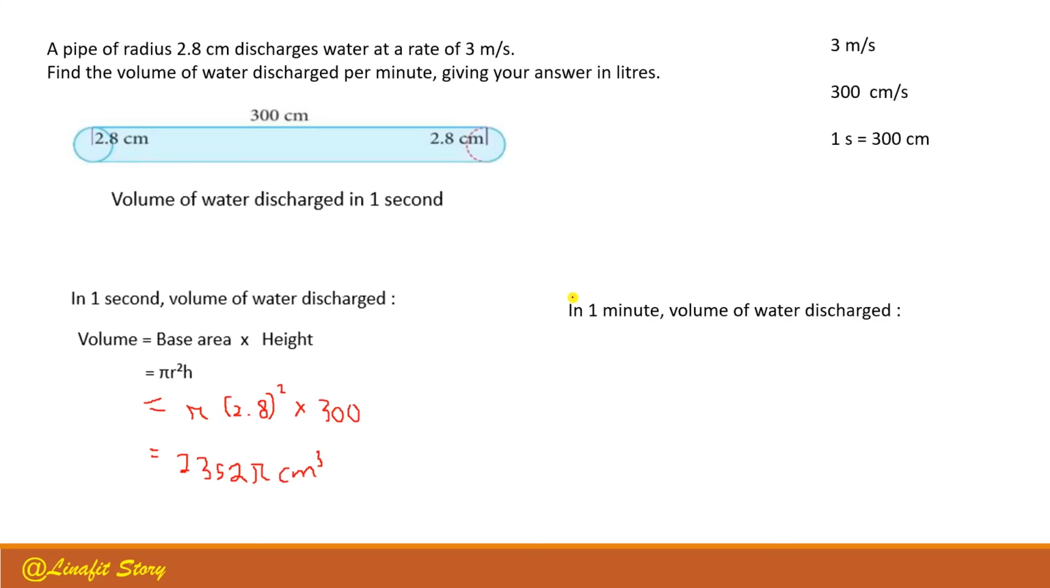In 1 minute, volume of water discharged, 1 minute is equal to 60 seconds. So the volume times 60. 2352 pi times 60 is equal to 443,000 cubic cm, to 3 significant figures. And then we will convert it to liters. Is equal to 443 liters.